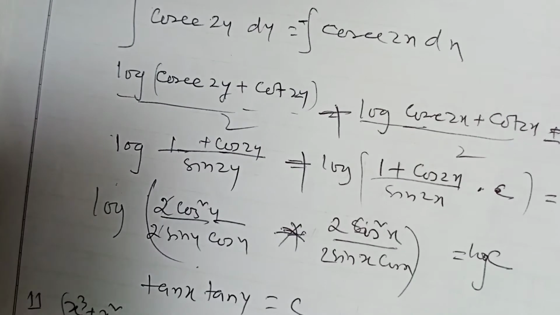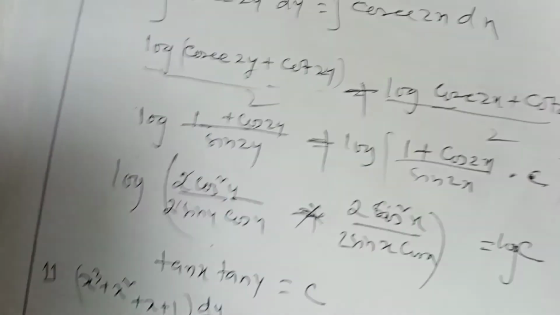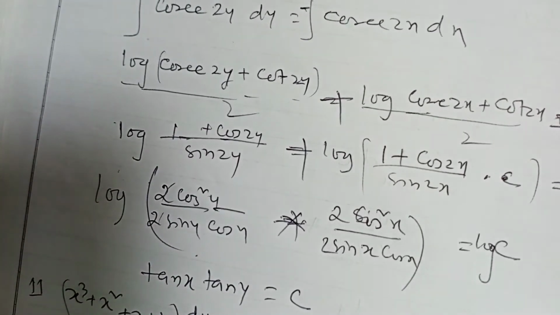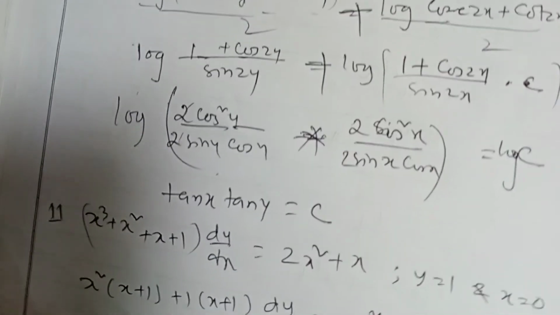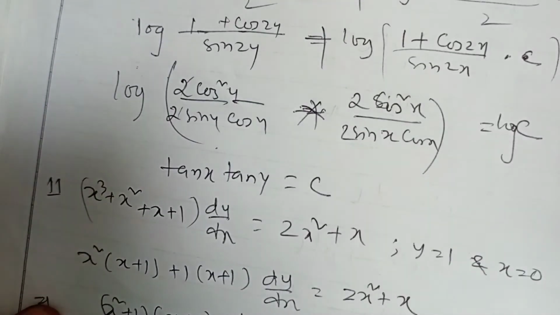All this we are doing gives the general equation. Why general equation? Because c is a constant. For different values of c we get different equations, so it is called the general equation. Now in question number 11, we will find the value of c by giving the values of x and y, and that value of c we get for that particular equation, so it is called the particular equation.